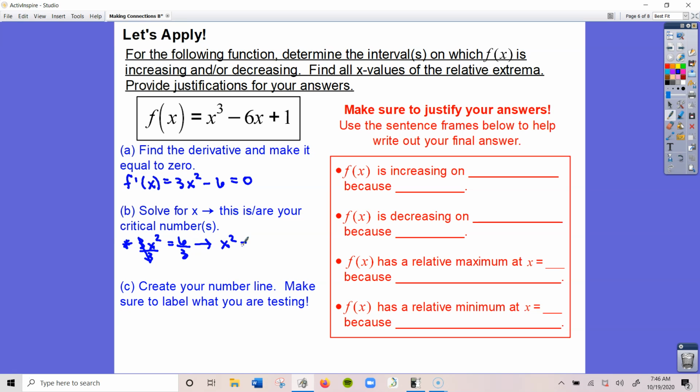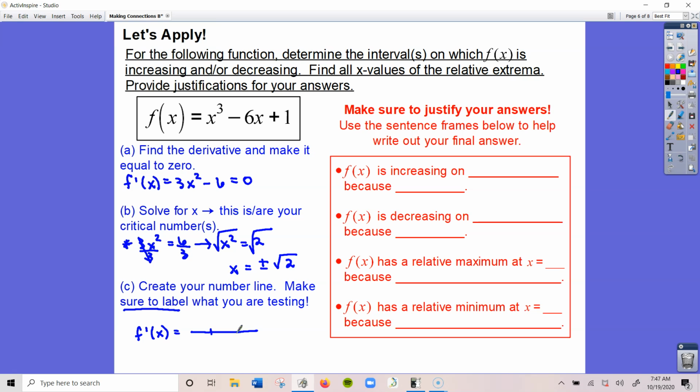So x squared is equal to 2. And finally, you would take the square root. So x would equal plus or minus the square root of 2. Now we're going to create a number line, and we're going to make sure to label what that number line represents. This is my number line for f prime.